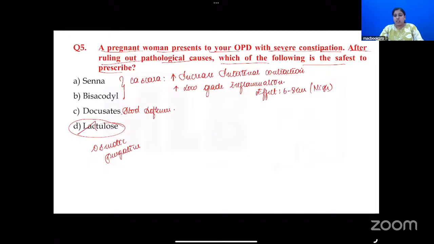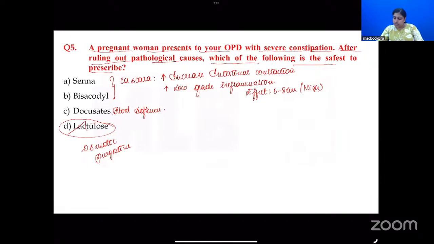Right? These all are laxatives. These are not antidiarrheal drugs. Senna, bisacodyl, Cascara, these are all laxatives, dear children. They are not antidiarrheal drugs. We will see about antidiarrheal drugs as well. So next we will go to the next question.